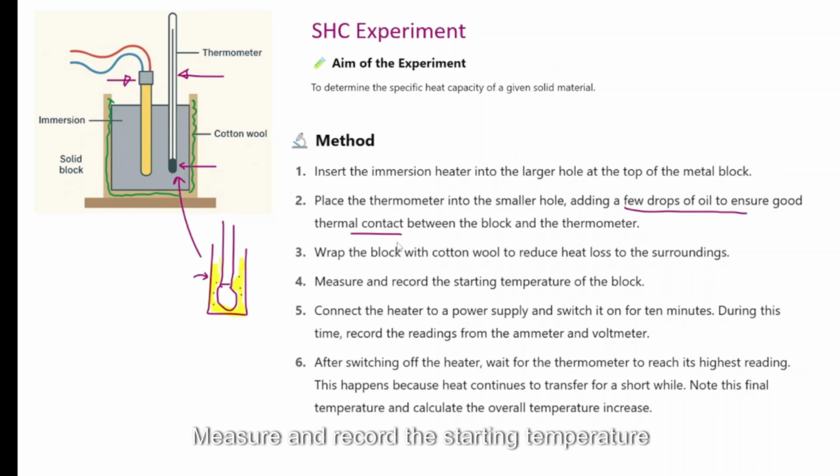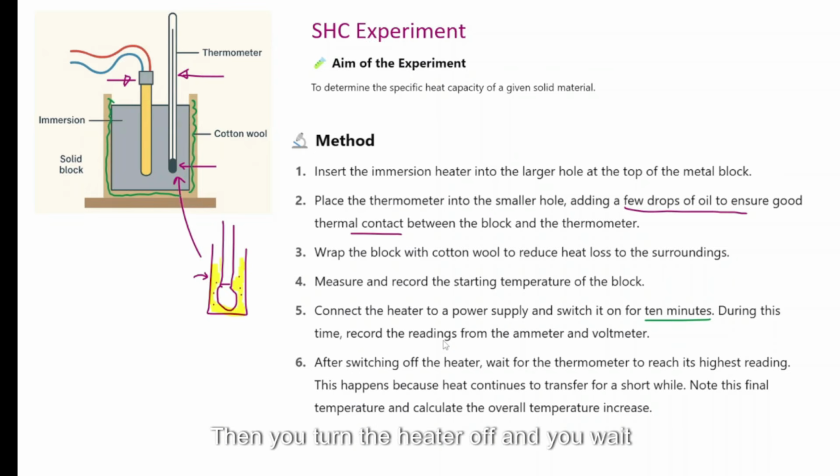Measure and record the starting temperature of the block. So that's the first thermometer reading. Then you turn the power supply on and let it go for a certain period of time, say 10 minutes. During this time you need to get the readings from the ammeter and the voltmeter. There will be an ammeter and voltmeter connected.